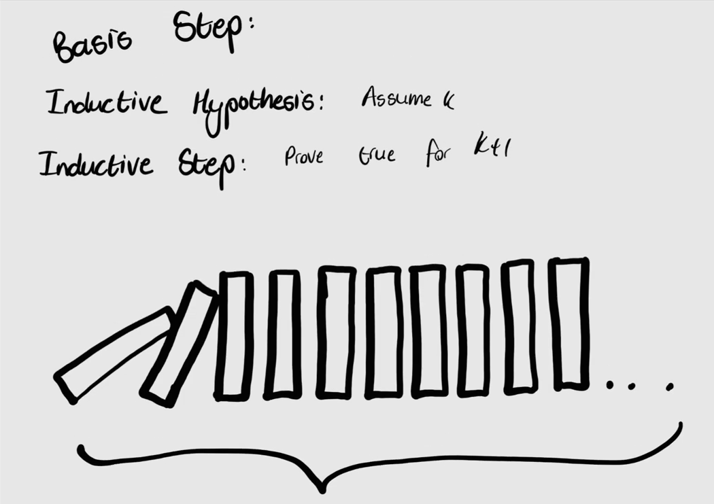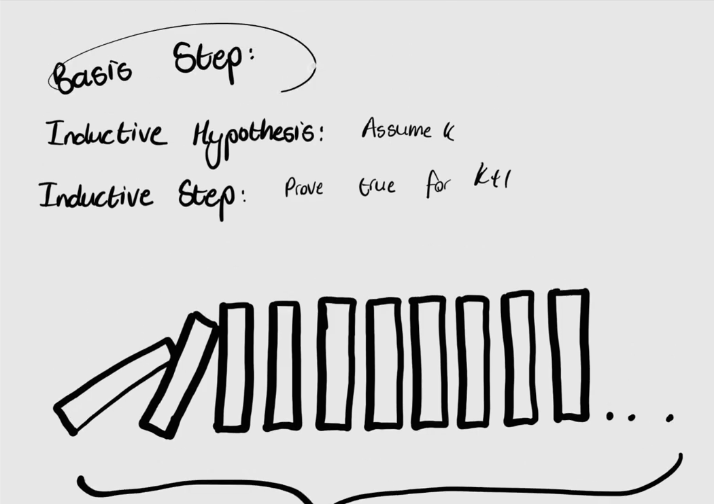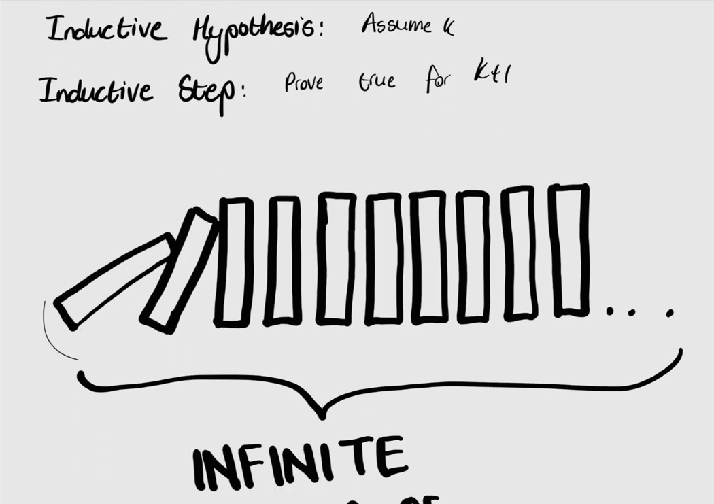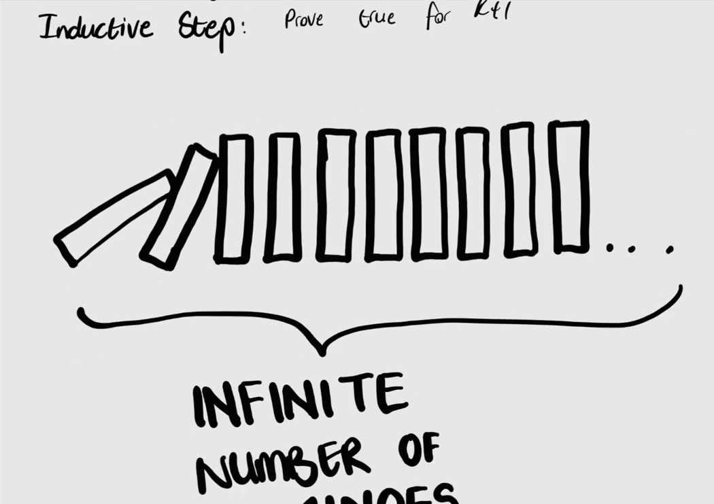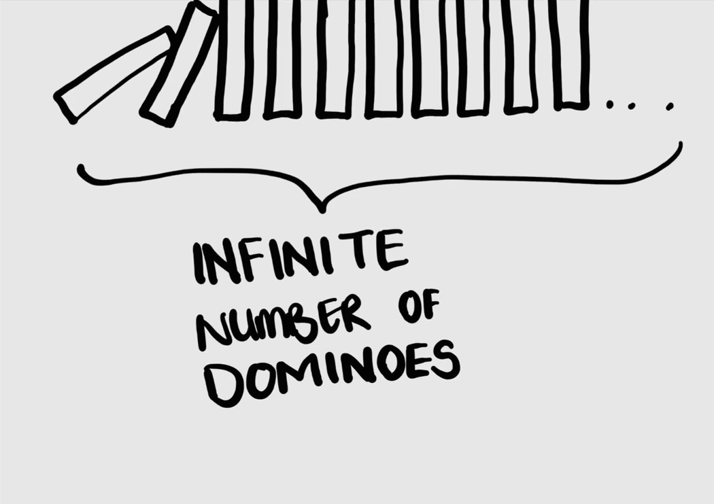The reason this makes sense is because for the basis step, if you prove that the first one does fall over, and we have proven that if one falls over then the next one falls over, then we know that the second one will also fall over. And since this one falls over, the third one also falls over, and the fourth one, and the fifth one, and the sixth one, forever and ever. You get me? So that's basically an analogy for mathematical induction.